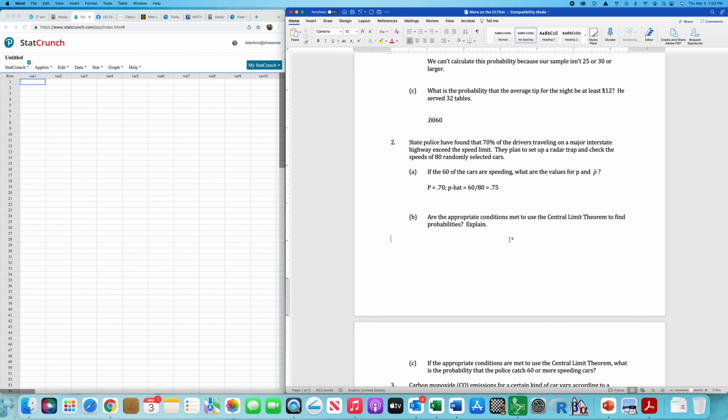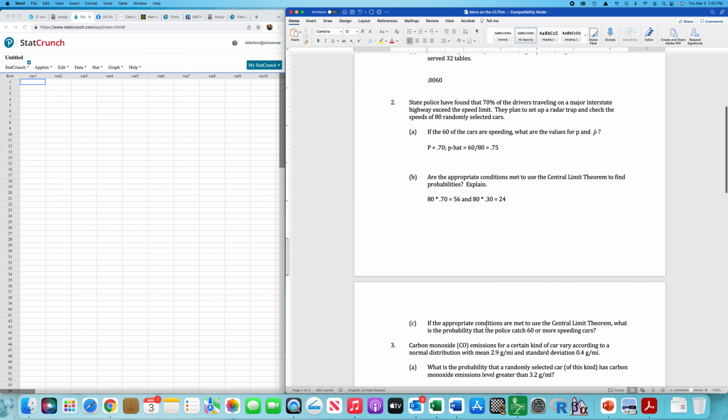So are the appropriate conditions met to use the central limit theorem? What we need is n times p. So n is 80 times p, which is 0.70. And that's going to be 56. So that's higher than 5. And we need 80 times 0.30, which is 24. And that's greater than 5. So the appropriate conditions are met to use the central limit theorem.